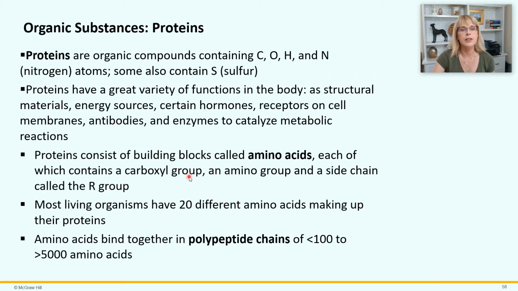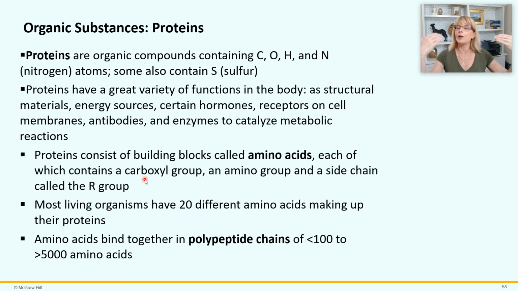Each amino acid contains a carboxyl group on one side, COOH, and an amino group on the other side, right? And this carboxyl group is attached to the amino group of that amino acid, and this amino group is attached to the carboxyl group of that amino acid. You know what? I've got a picture of it in a second, okay?